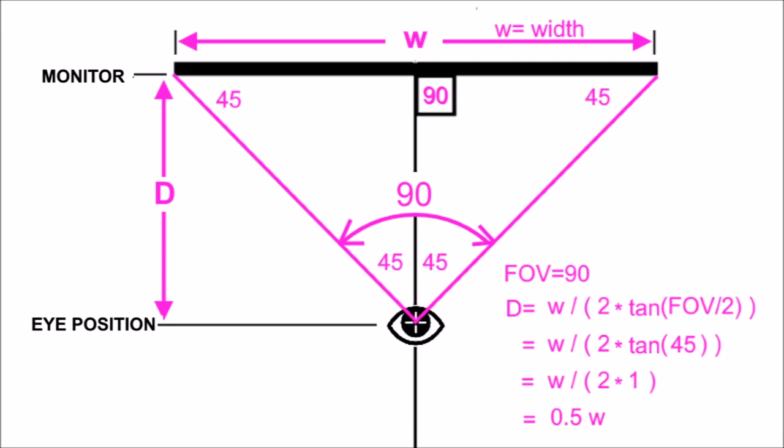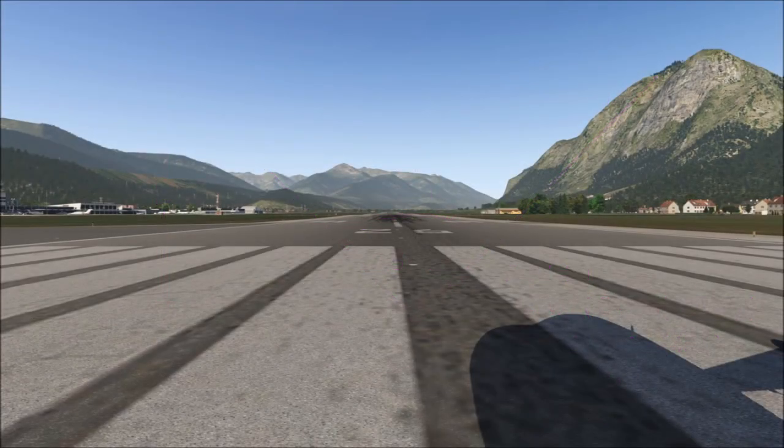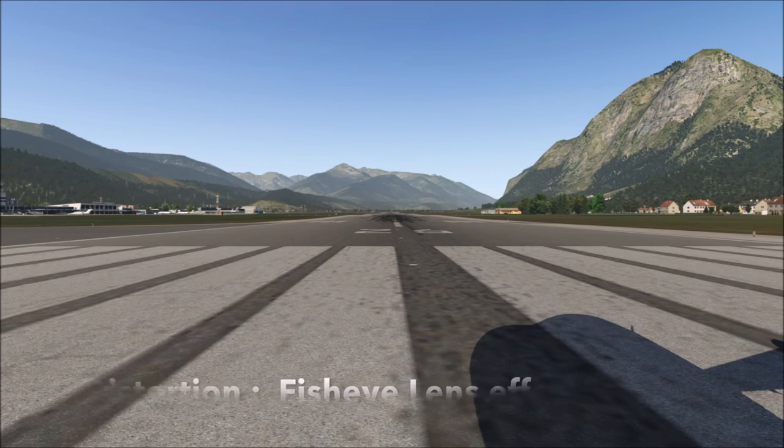Now, to get an idea of what we're talking about, let's take a look at the field of view of 90 degrees using X-Plane. You can see this is a pretty wide field of view, and the end of the runway looks like it's a long way down there. The mountains are small, and there's quite a lot of stuff visible along the sides of the runway. Also note that it's slightly distorted as we get closer to the left and right edges of the screen.